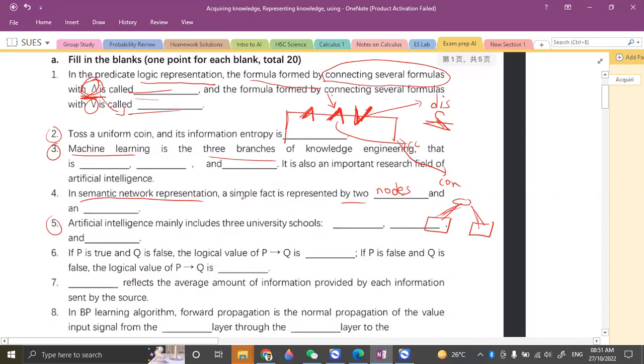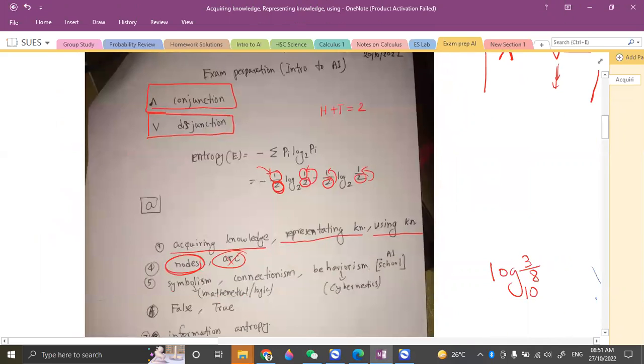Artificial intelligence mainly includes three university schools. They are symbolism, connectionism, and behaviorism. Okay, symbolism, connectionism, and behaviorism. Symbolism represents some real life problems with mathematical or logic, right? With mathematical function or logic. As you know, we already learned first order logic, and we can also represent some real life problems using math, right? So the first university, that is symbolism.